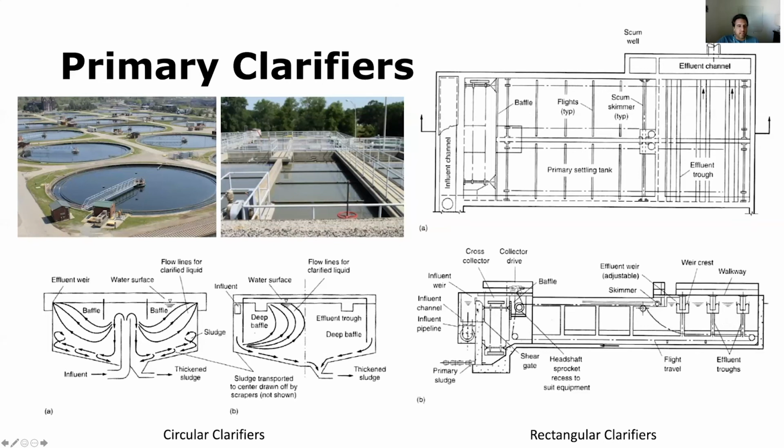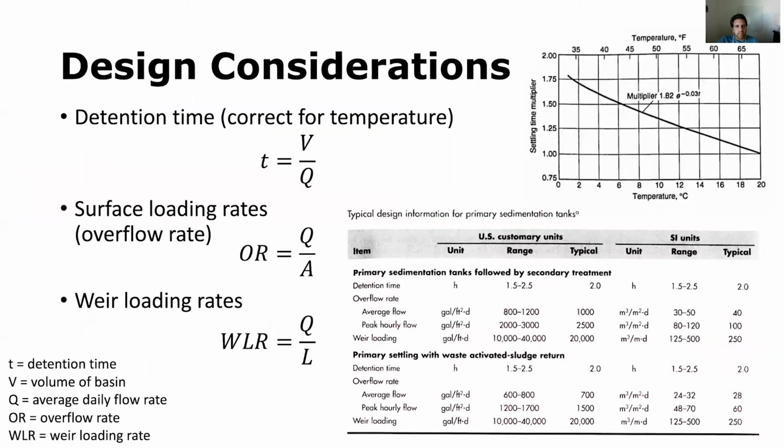So you can calculate the detention time based on the volume of the clarifier and the flow rate. You can calculate the weir loading rate based on the length of the weirs and the flow rate. And we'll see some of the other differences associated with these two different designs for clarifiers in a minute.